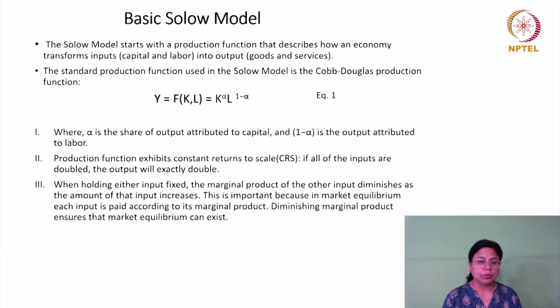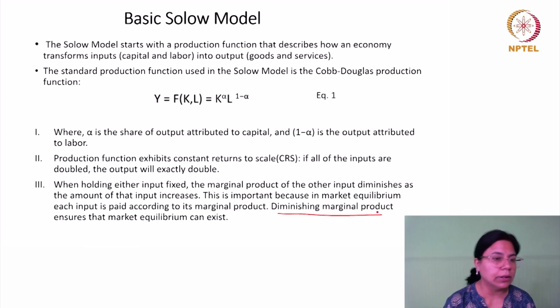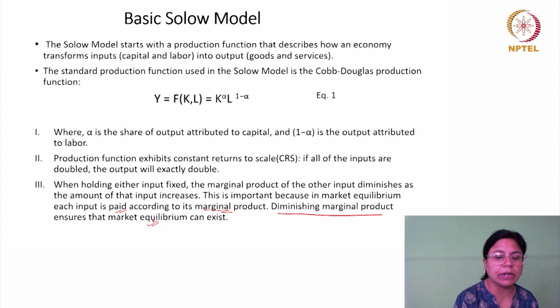Moreover, as you would know, when holding either input fixed, the marginal product of the other input tends to diminish. This is called diminishing marginal product in economics. Now this happens because in market equilibrium, each input is paid according to its marginal product. If that is the case, you will realize that diminishing marginal product ensures that the market equilibrium can exist as such.